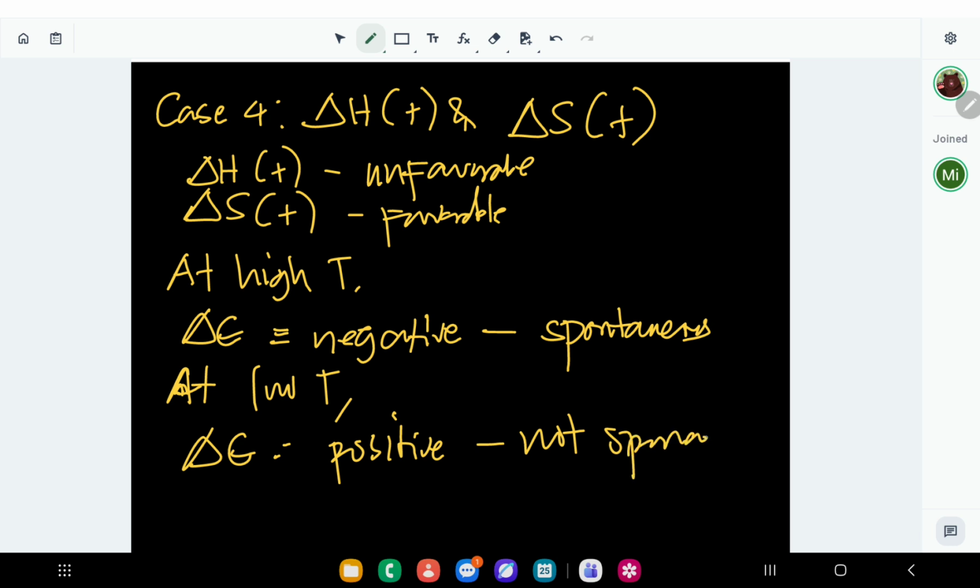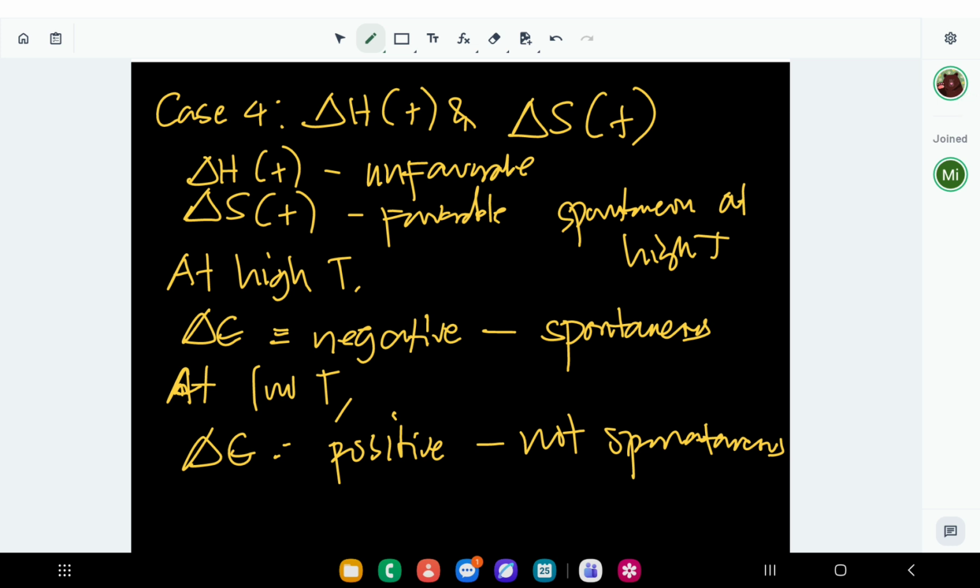So in the two cases, you take note of the temperature. So both negative, it's spontaneous at low temperature. Both positive, spontaneous at high temperature.